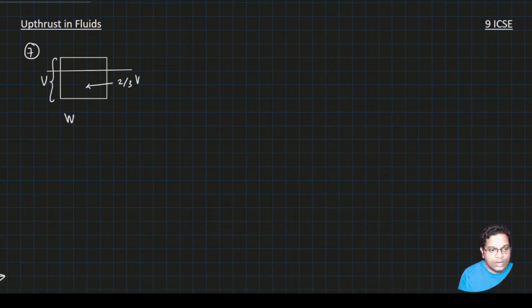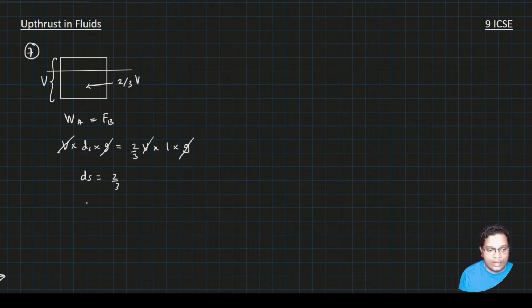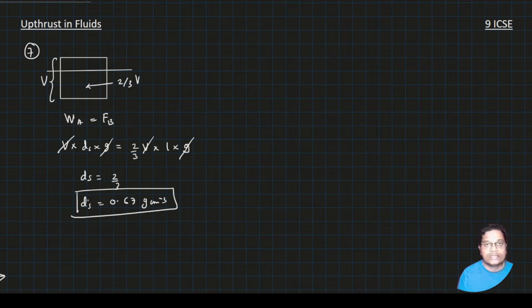Okay. So again, weight in air will be equal to the buoyant force. That is total volume into density of solid into g. This is two-thirds of V into 1 into g. So g and g get cancelled, V will get cancelled. So the density of wood is 2 by 3. So we get density as 0.67 gram per centimeter cube. This is the density of wood.